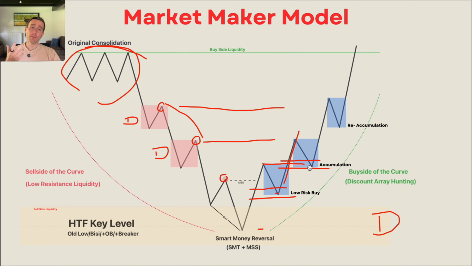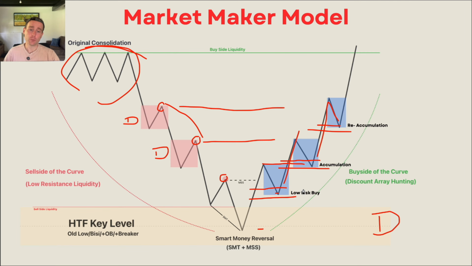And in most market maker models, you even have a third option, and that is the final reaccumulation, the final move per fair value gap, and that pushes towards the drawn liquidity. That's going to be the original consolidation. On the sell side of the curve, we need to have low resistance liquidity being created, so failure swings. On the buy side of the curve, we want discount arrays to hold our position, to defend our position to the upside in our market maker buy model.